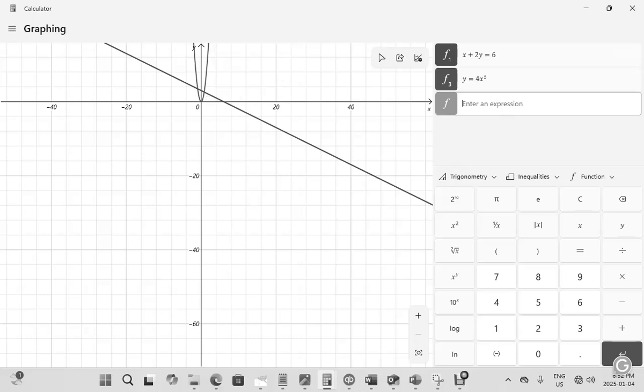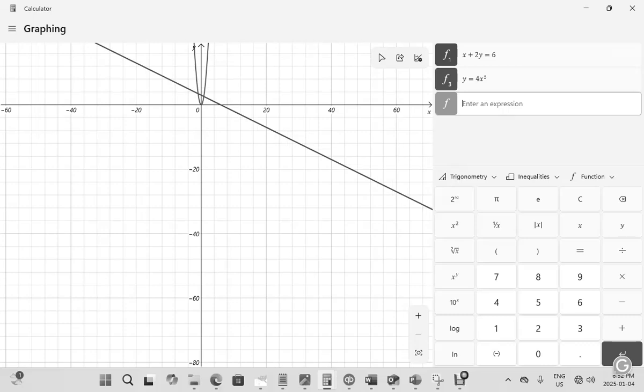So this is basically how you solve your linear equations, and how you graph them, as well as how you solve and graph your quadratic equations.